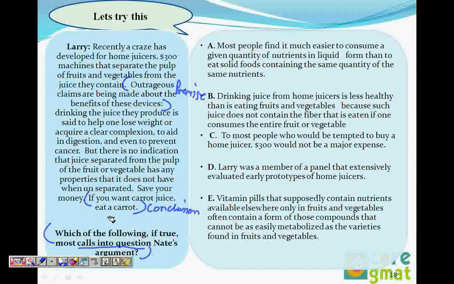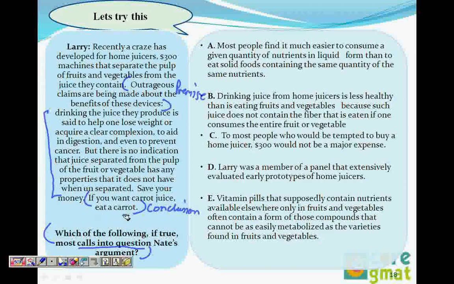Now what's your conclusion? Buy the beauty soap. It is the conclusion, because when you ask why, it has three reasonings. Now if I say the beauty soap has essential oils is my conclusion, ask yourself why. You don't have any answer to that why. So if you do not have any answer to that statement, that means you're on the wrong conclusion. It cannot be the conclusion. So now you understand. So, if you want carrot juice, eat a carrot. Why? Because it says one loses weight, acquires clear complexion, digestion, and so on. So you've got reasoning for this conclusion, and that's why it's the conclusion itself.